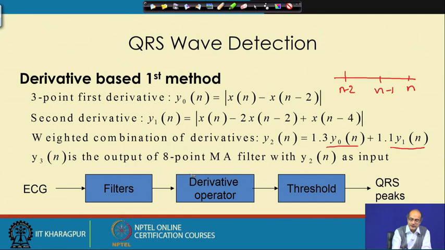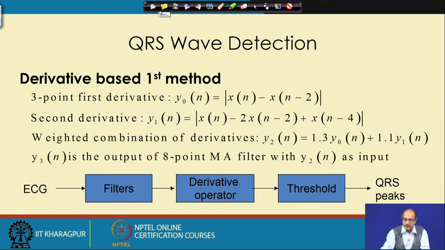That part is passed through an 8-point MA filter. Okay? That 8-point MA filter has uniform weights, that is, the 8 consecutive values of y2 are combined, or averaged we can say, and we get that output y3, which would be sent for the purpose of the thresholding. Okay. So, let us see how this technique works with the help of an example.